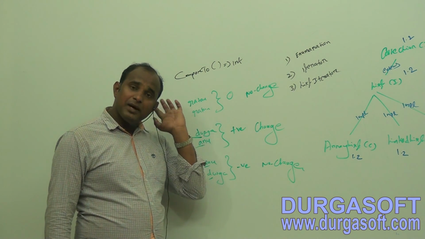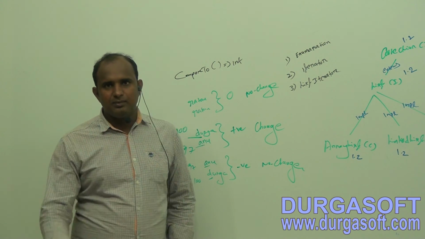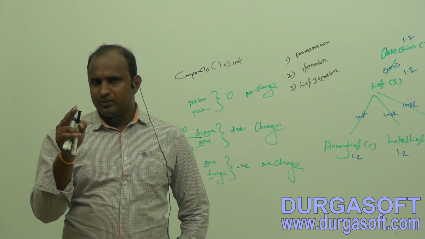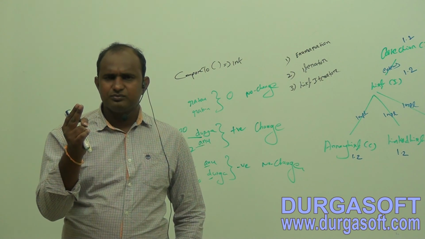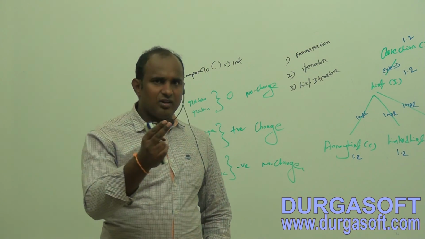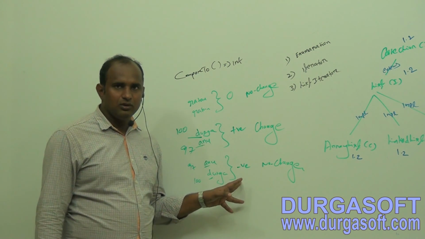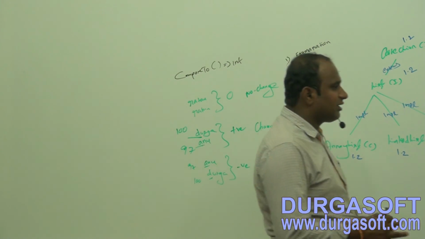Here, Comparable contains how many methods? Only one method. The method name is the compareTo method. I am overriding the compareTo method. When I override the compareTo method, what are the values it returns? Either 0 or positive or negative. Then I will return the values. Please concentrate.